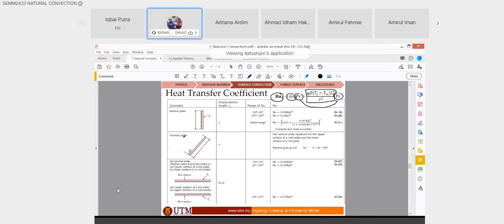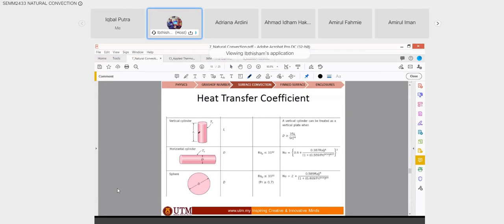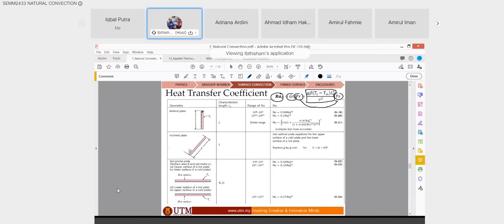But first, the basic thing you need to look at is the geometry of your problem, whether it's a vertical plate, inclined plate, horizontal plate, vertical cylinder, or horizontal cylinder. So the first thing, look at the geometry. From your geometry, you can have multiple correlations. In this case, you have a couple of correlations over here. And then you calculate the Rayleigh number, which contains Grashof multiplied by Prandtl. From here, you can choose which one is suitable for your problem.